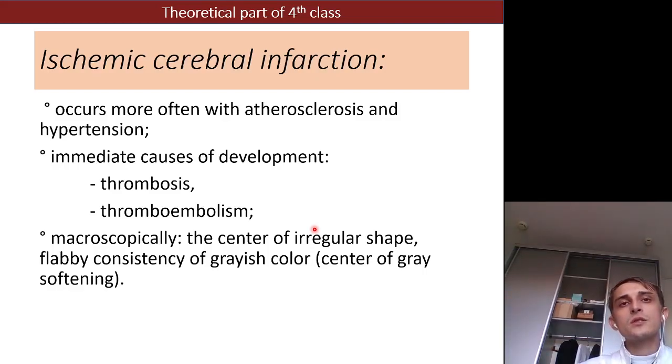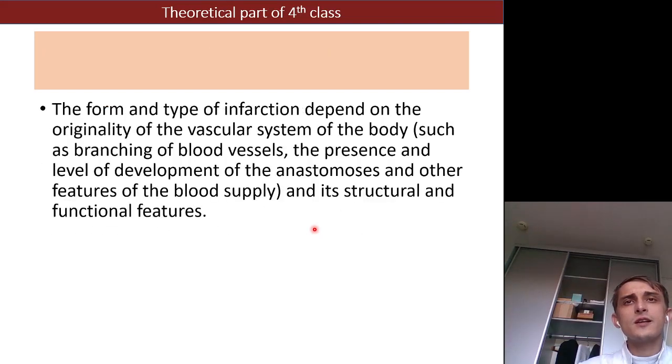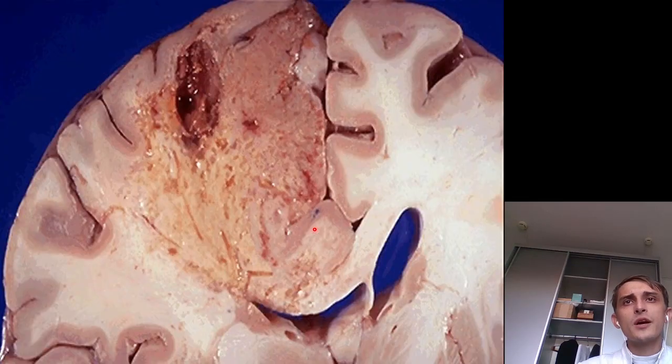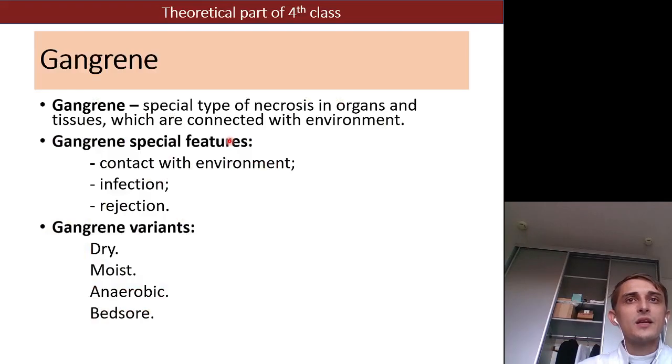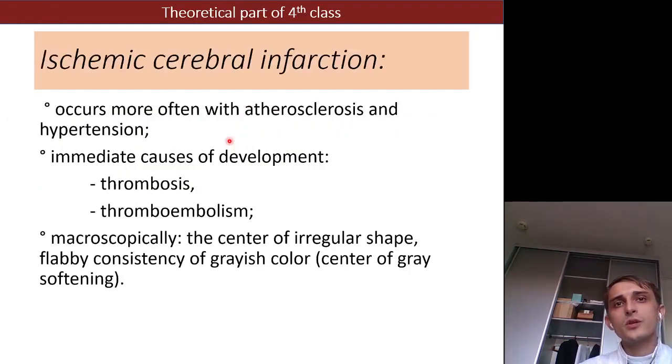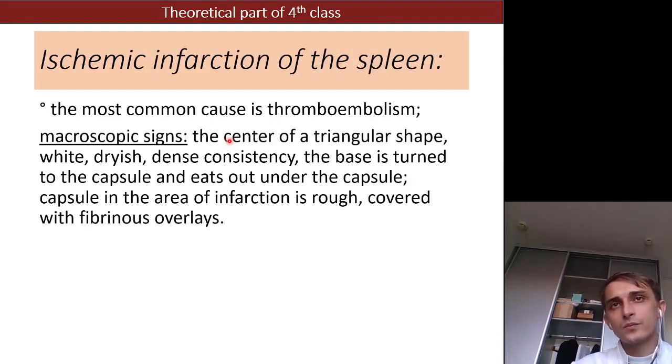Macroscopically, in the center, we will see a flabby consistency of grayish color. We will see a center of gray softening. And we have already watched the slide about the necrosis in the brain. So we will see some area of necrosis, which is huge, and in the center of it, we will see an area of rejection. And this area is associated with lesions of tissues, like here and here. So all of these manifestations will be associated with changes in the brain blood supply.